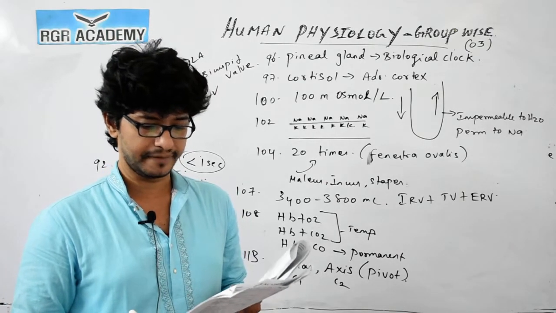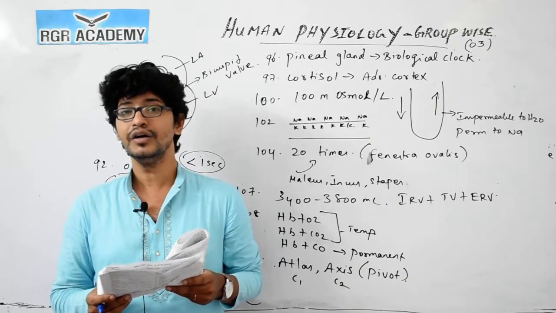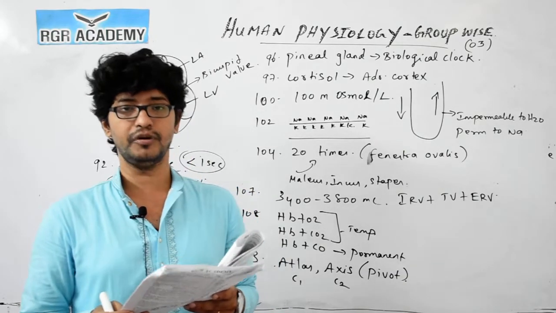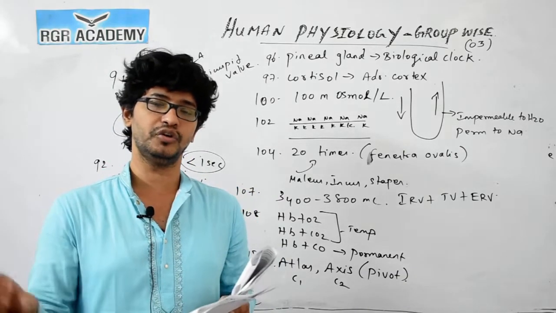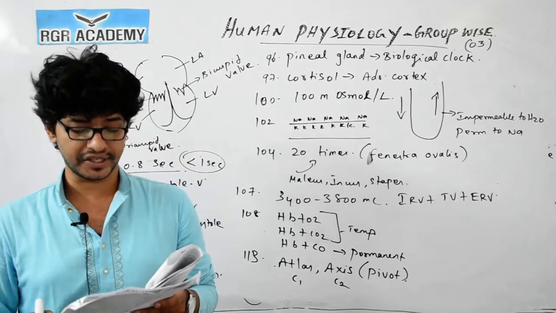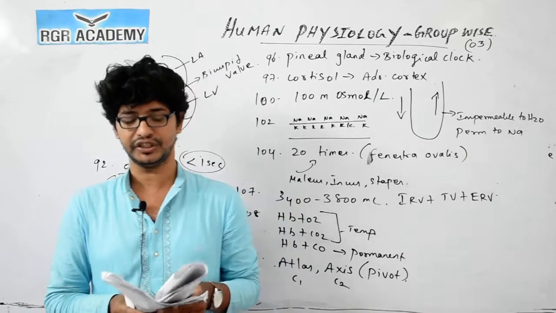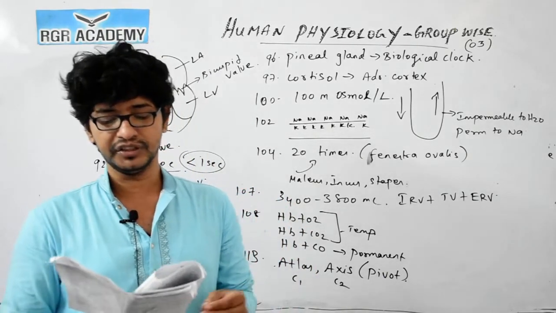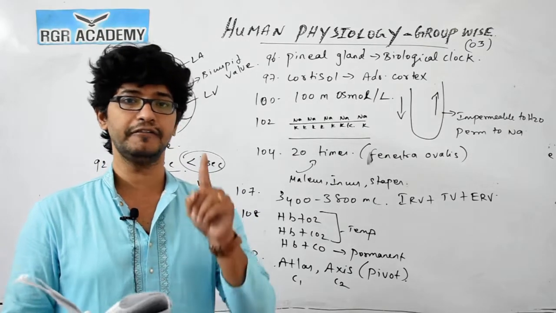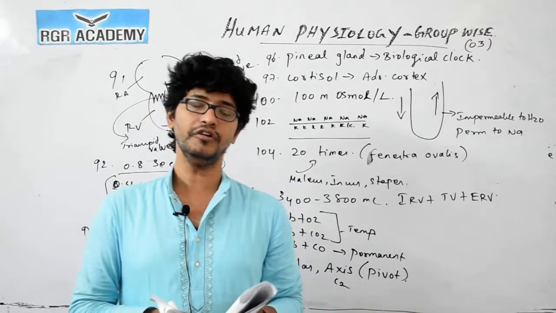Question 117. Function of somatostatin. Somatostatin inhibits the release of the growth hormone from the pituitary. So too much of the growth hormone cannot be produced. These hormones reach the pituitary gland through the portal circulation system and regulate the functions of the anterior pituitary. It's not with the posterior; it's with the anterior pituitary. The posterior pituitary is under the direct control of the hypothalamus.